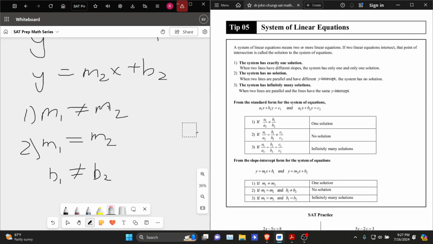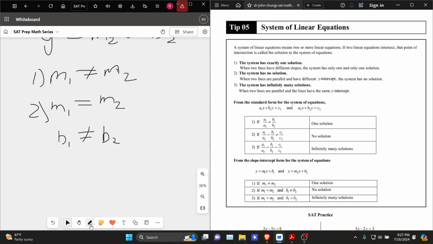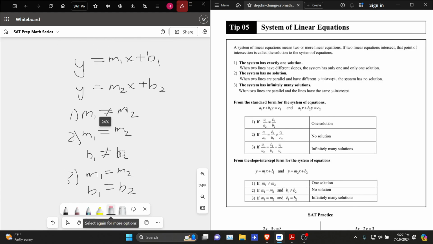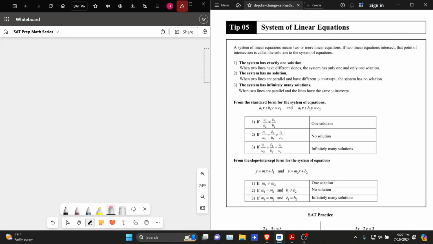And then the third scenario is when b1 and b2 are equal to each other, as well as the slopes, meaning it's literally the exact same equation. Okay, so quick recap.